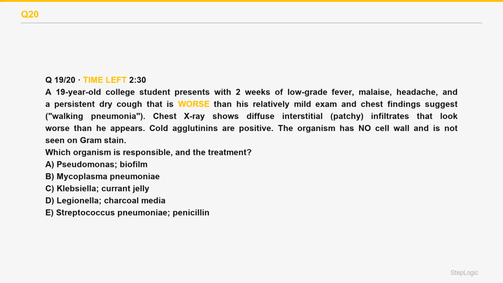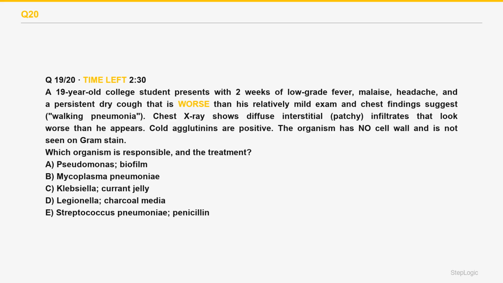Which organism is responsible, and what is the treatment? A 19-year-old college student presents with 2 weeks of low-grade fever, malaise, headache, and a persistent dry cough that is worse than his relatively mild exam and chest findings suggest: walking pneumonia. Chest x-ray shows diffuse interstitial, patchy infiltrates that look worse than he appears. Cold agglutinins are positive. The organism has no cell wall and is not seen on Gram stain.